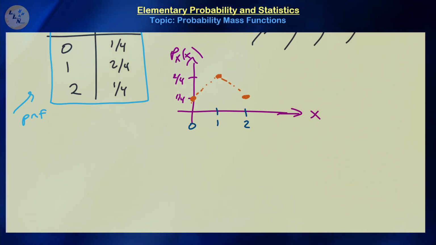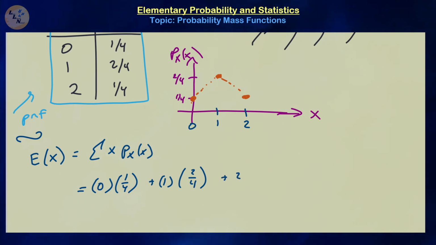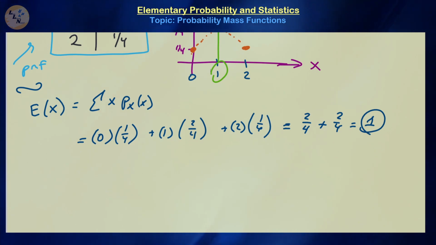So let's just find out and verify whether you are correct or not. The expected value of x, again, is going to be the sum of all of our x values times their corresponding probabilities. That's going to be 0 times its probability plus 1 times its probability plus 2 times its probability. So that's 1 times 2 fourths, which is 2 fourths, and then 2 times 1 fourth, which is 2 fourths. 2 fourths plus 2 fourths is 4 fourths, which is equal to 1, which is again the center of the distribution.